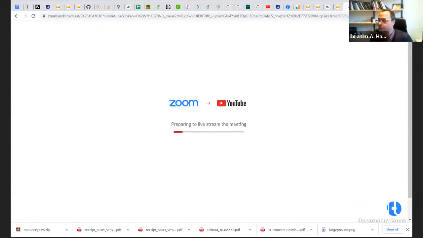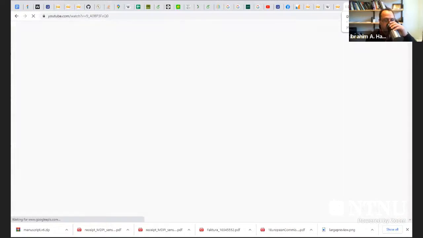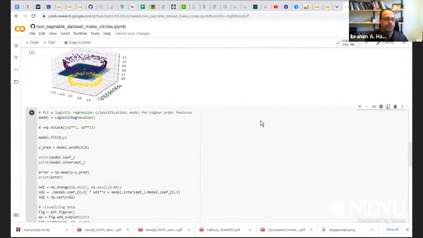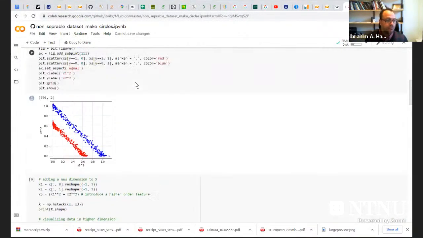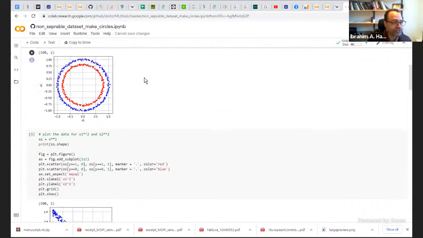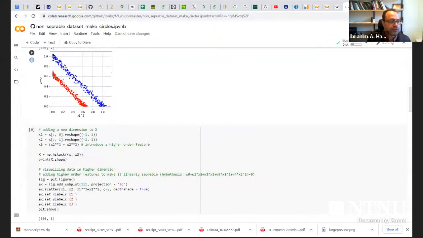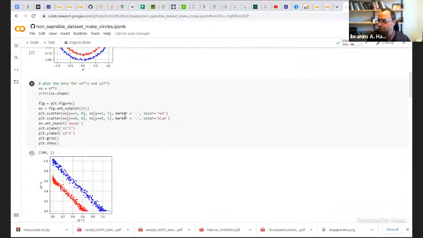Confusion matrix. Confusion matrix is very important when we solve classification problems. If you want to make some changes, just go to this example here in GitHub and try to plot the data in a different way.